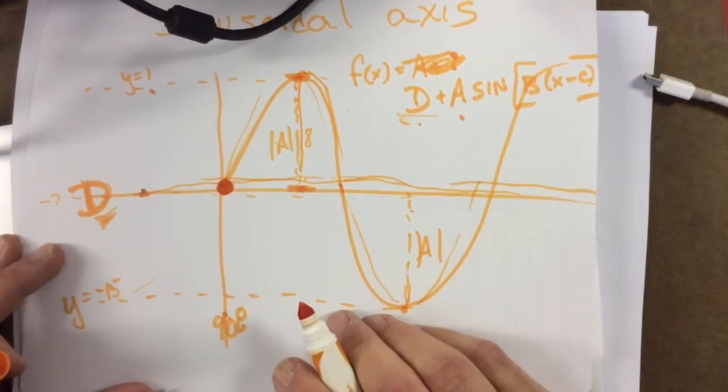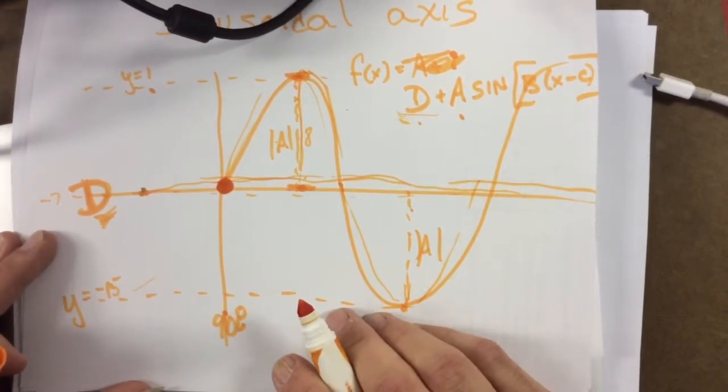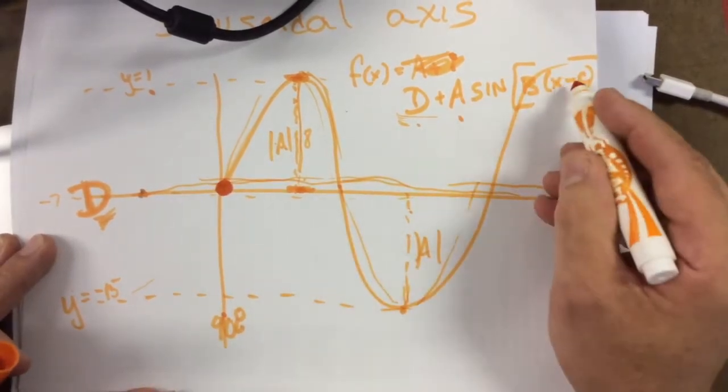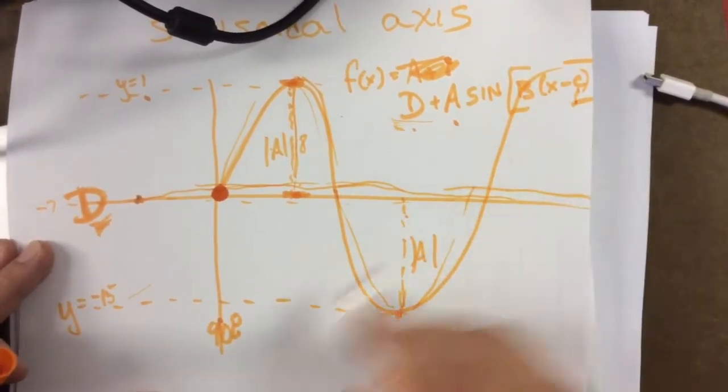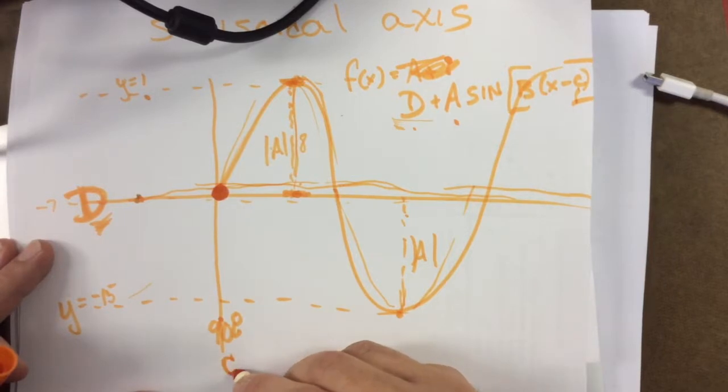What happened here? Yeah, it's phase shift, right? So that would make C 90 degrees. This would be C.